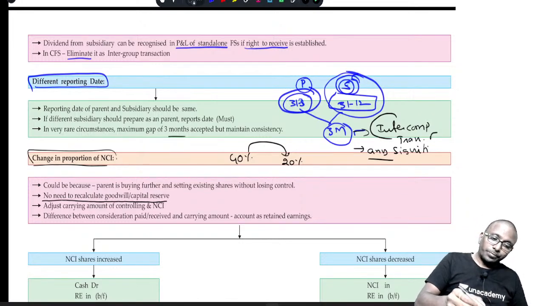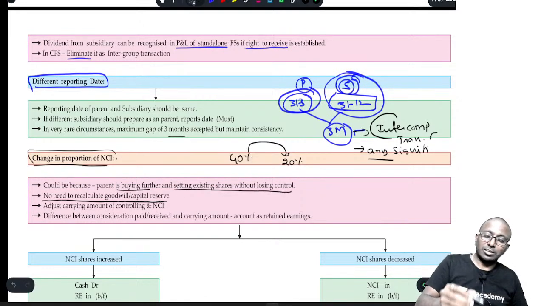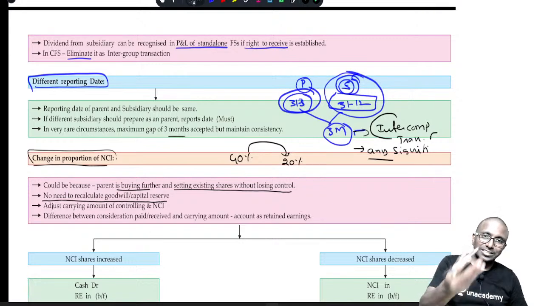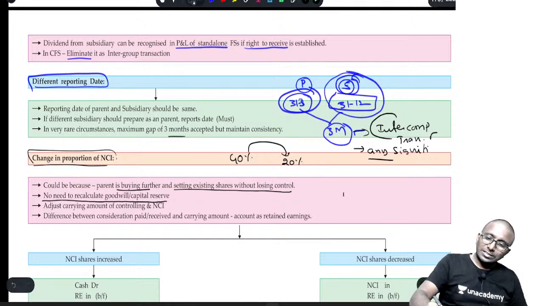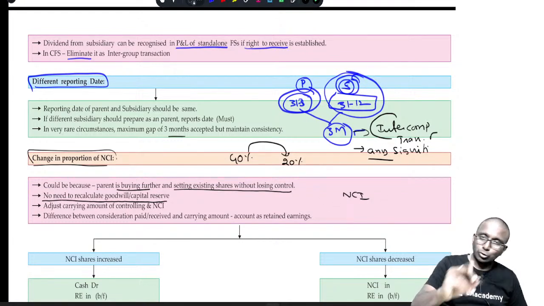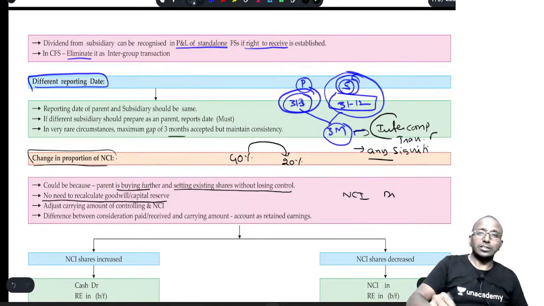Next, the parent is buying further or selling existing shares, without losing control. That is different. Why is the change happening? What are we supposed to do? Very simple: NCI is decreasing. Suppose NCI shows a credit balance. Now it is decreasing, and decreasing means debit.